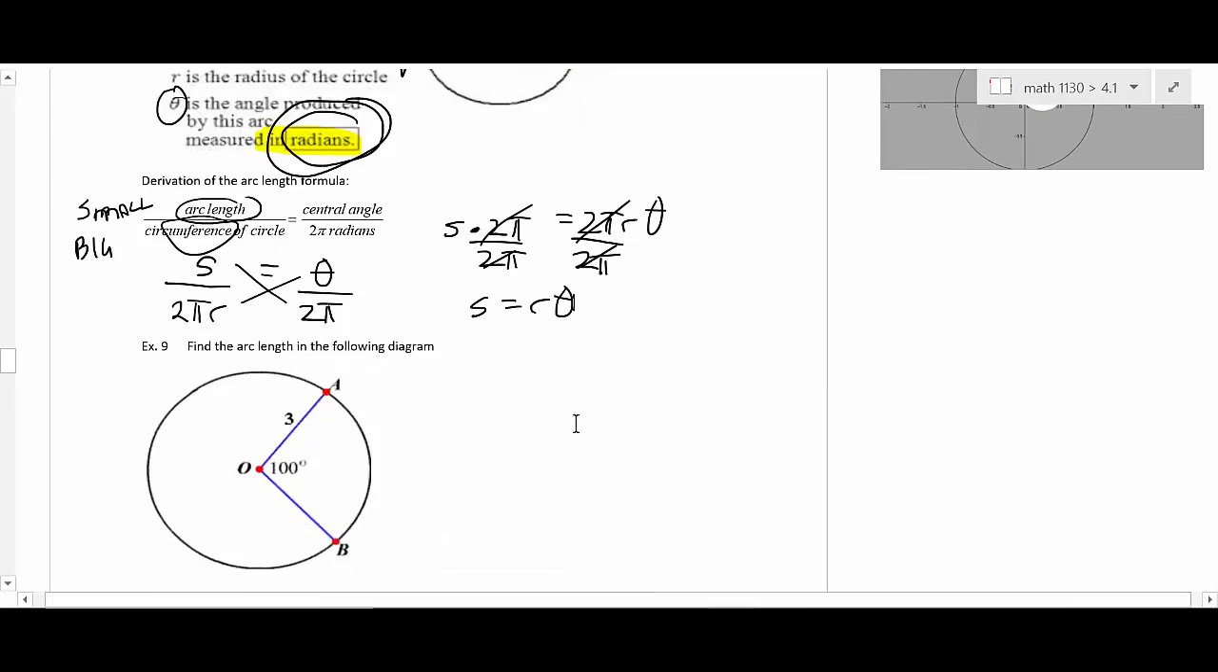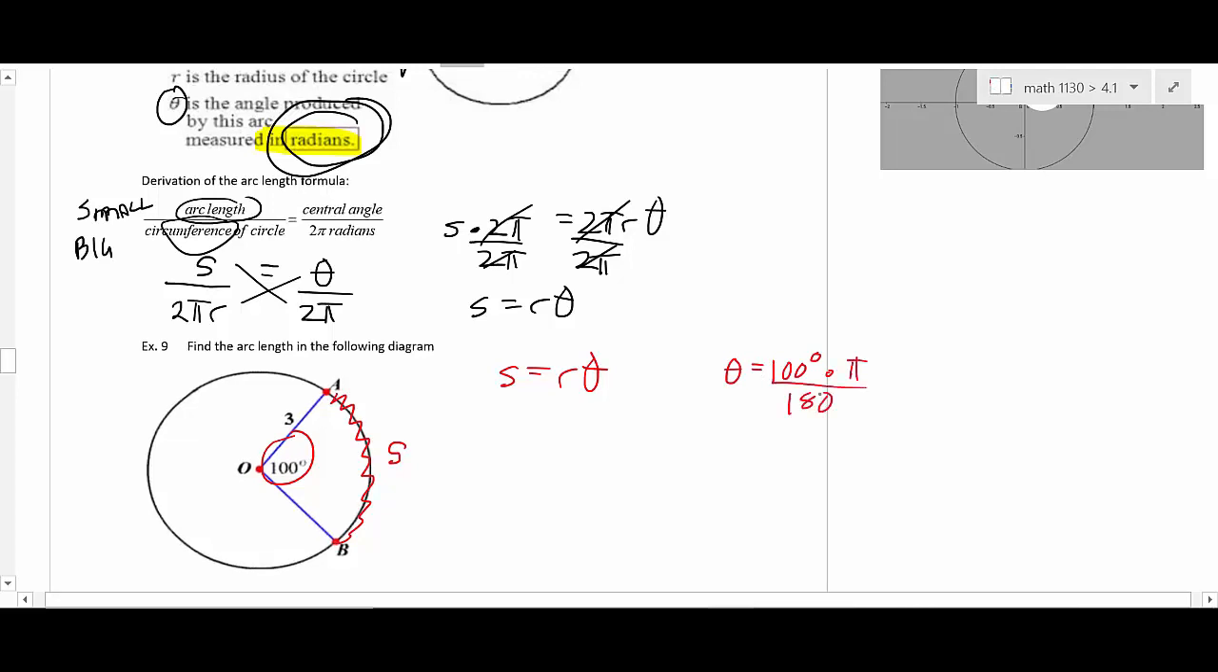Okay, so we're going to do just 2 problems with this. If you're doing the arc length on this, what we're doing is finding the length of this arc right here. So that's what S is. So we're going to use S equals r theta. What do you have to do with theta first? Change it to radians, otherwise it's nonsense. The way we change theta to radians is we multiply by pi over 180.